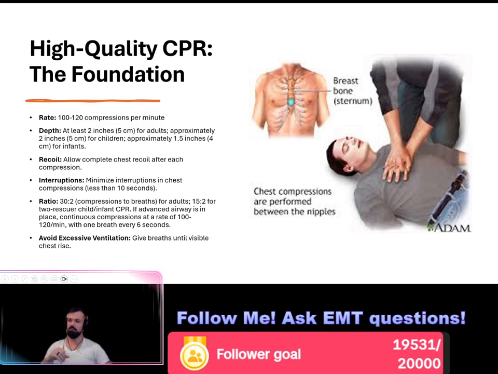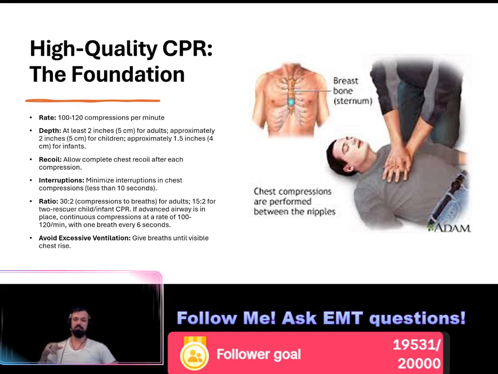Okay, let's see here. For chest recoil, recoil means allowing the chest to fully go back to normal shape after you compress it. You need to allow it to fill back up. Imagine it's like a toilet. If you don't allow the toilet to fill back up completely, it's not going to flush properly. Same thing with the heart. If you do not allow it to fill completely with blood, it's not going to pump properly. You're not going to get good circulation and adequate perfusion, which is the goal of CPR.